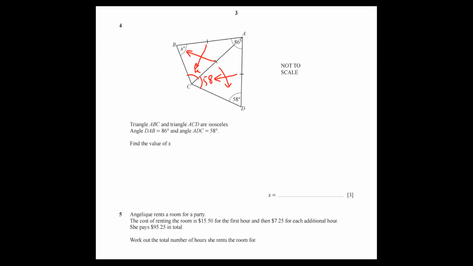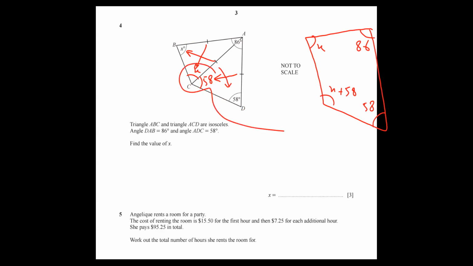He's asking to find X. We have 2 techniques, but the best technique here is to concentrate on the 4-sided figure, like a quadrilateral. This is 86, this is single X, this becomes X plus 58, and this becomes 58. I repeat, if you add these together, I get this angle.